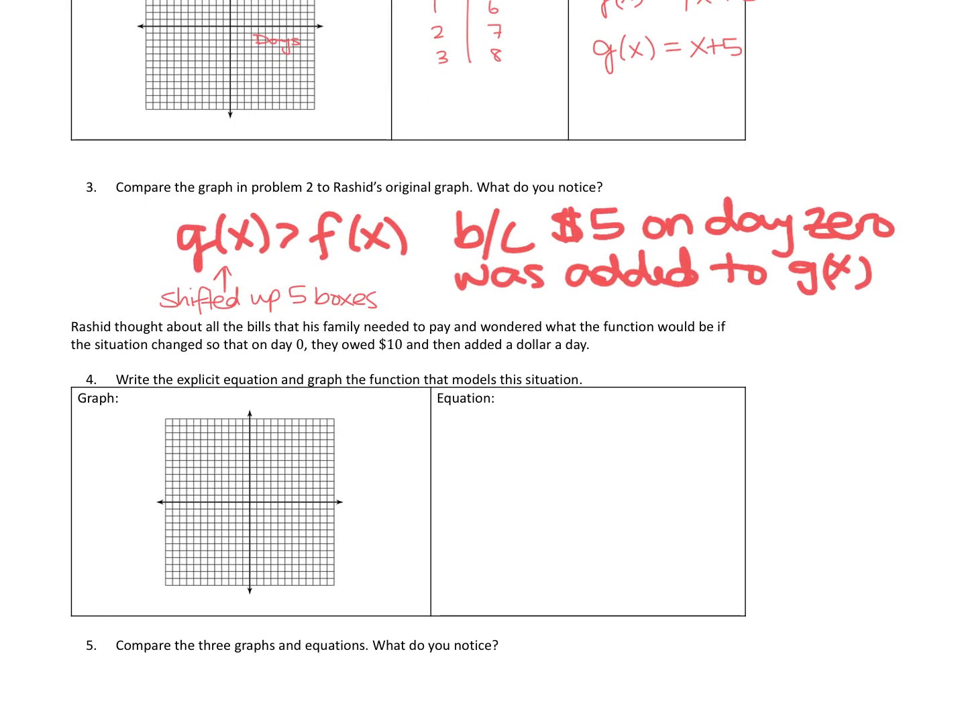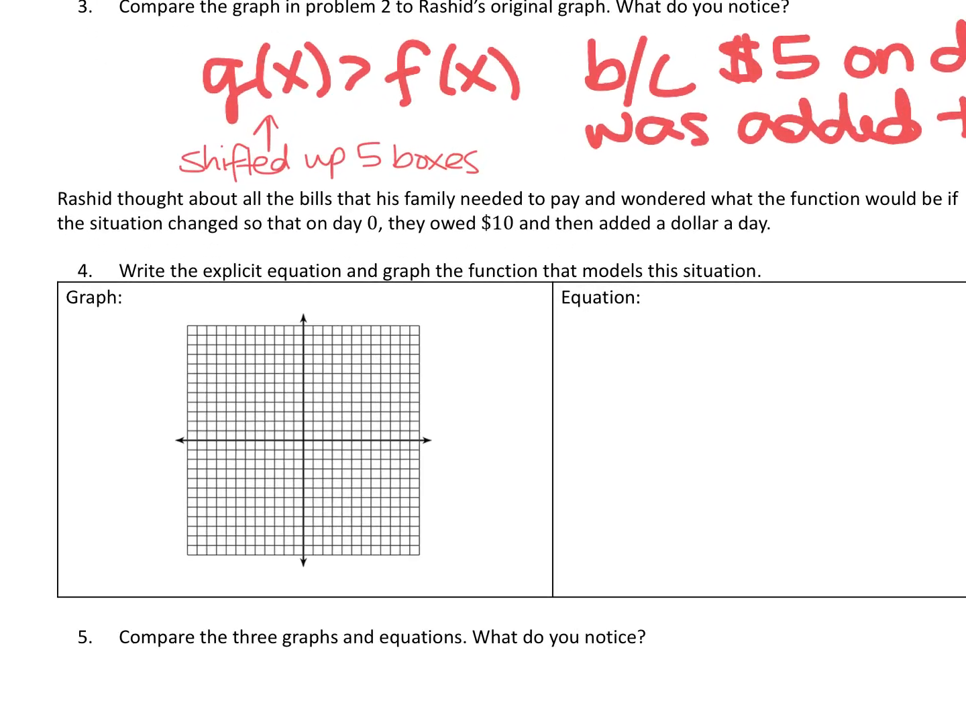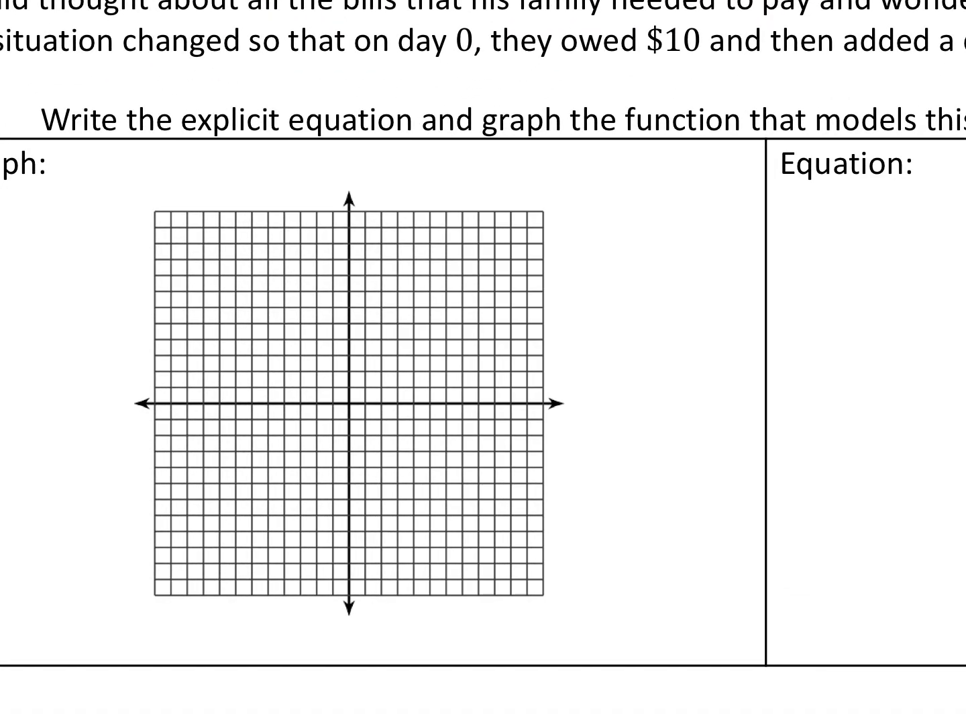Number 4. Rashid thought about all the bills that his family needed to pay and wondered what the function would be if the situation changed, so that on day 0, they owed $10 and then added $1 a day. All right, so this is definitely going to shift things, but instead of shifting 5 boxes up, it's going to shift 5 boxes down. So let's graph that starting value. So negative $1, 2, 3, 4, 5, 6, 7, 8, 9, 10. But we still gain $1 a day, so we're still going up this way. Okay, so we go like that.